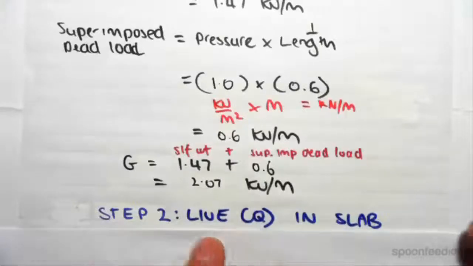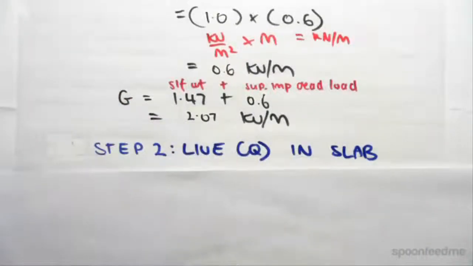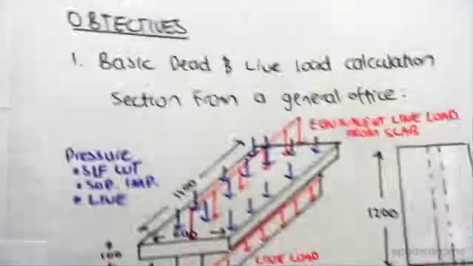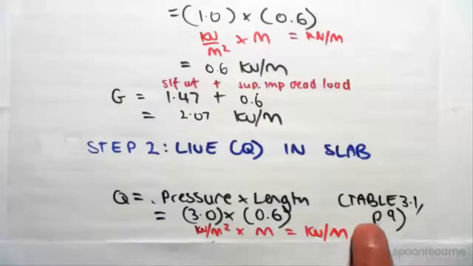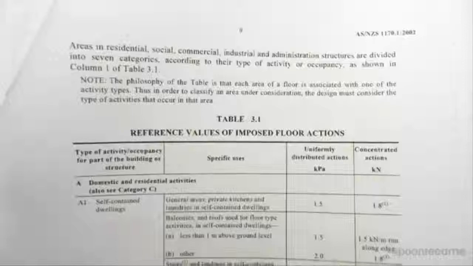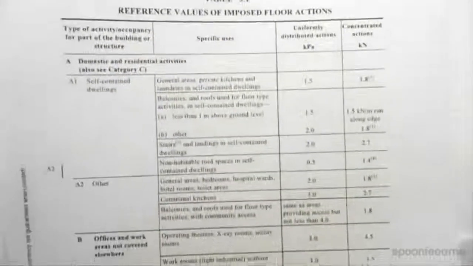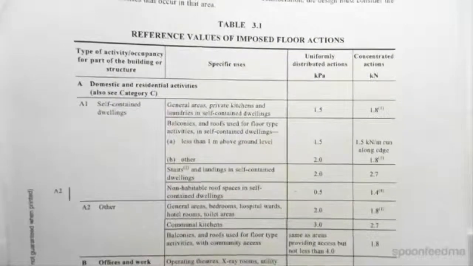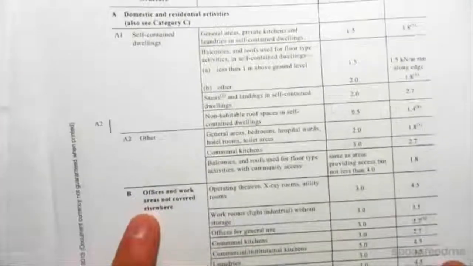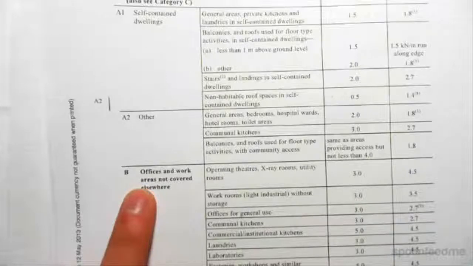Step 2 is now going to be finding the live load in the slab. Because this is given to us as a general office, we're going to go to table 3.1 on page 9. So if I go to table 3.1 on page 9, this is in AS 1170.1. If we look in table 3.1, if we go to B, we see offices. Let me just zoom in for you guys.